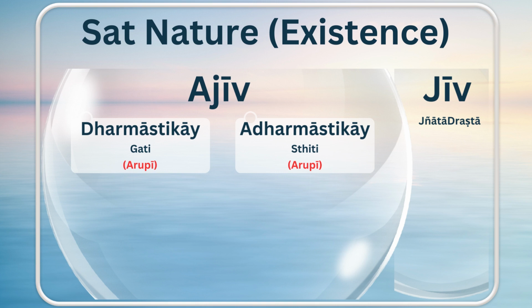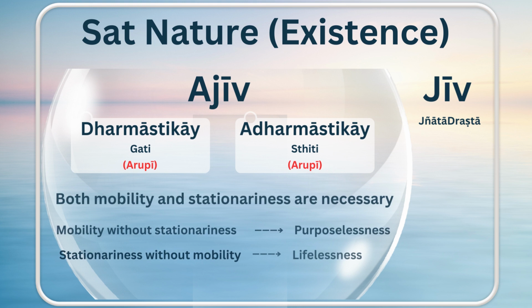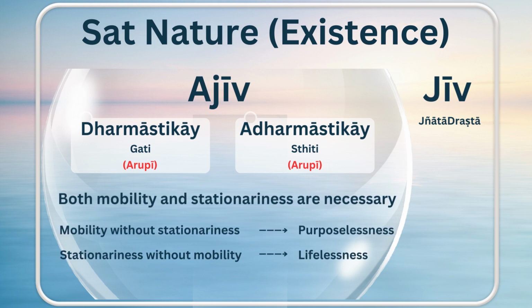Adharmāstikāy is also Arupī or Amūrta, meaning that it is also invisible. Still, wherever there is stationariness, there exist groups of small elements called Pradeśa of Adharmāstikāy. The special attribute of Adharmāstikāy is sthiti or imparting stationariness. This attribute does not exist in any other Ajīv and Jīv. Keep in mind that both mobility and stationariness are necessary. Only mobility or only stationariness will not keep existence in balance.